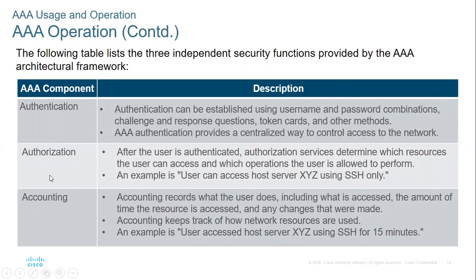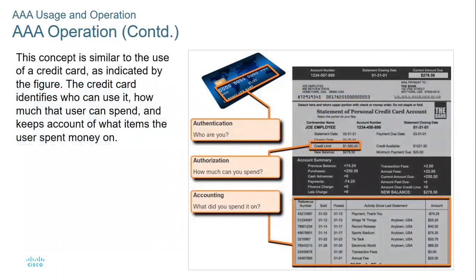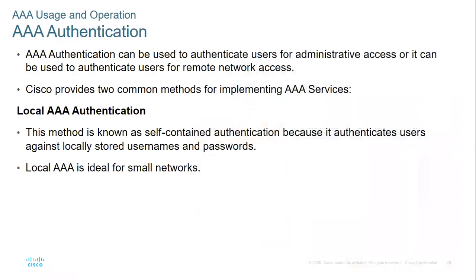After that, there will be accounting. That is, whatever that person has been doing will be recorded, okay? So if you have an internal threat, or if somebody has done something in your organization, you just have to go to the AAA server and you'll be able to know who did it, okay? I gave an example of the credit card, so I won't spend time on this, okay? So this AAA can be implemented in two ways, using what is known as local authentication.